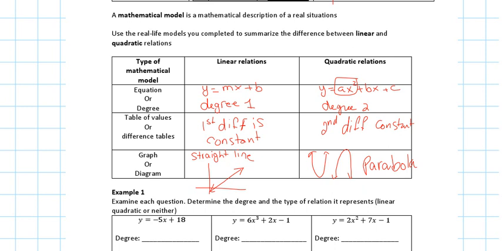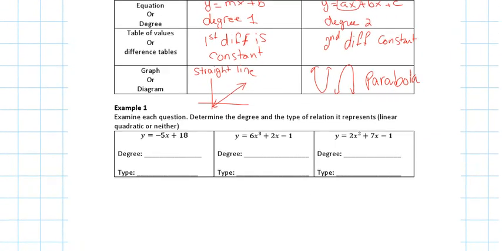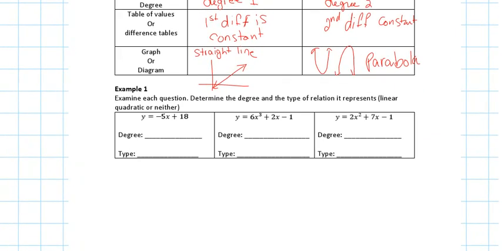Okay, so here are some examples that you might see on a test. Examine each question, determine the degree and the type of relation it represents. So is it linear or quadratic or neither?